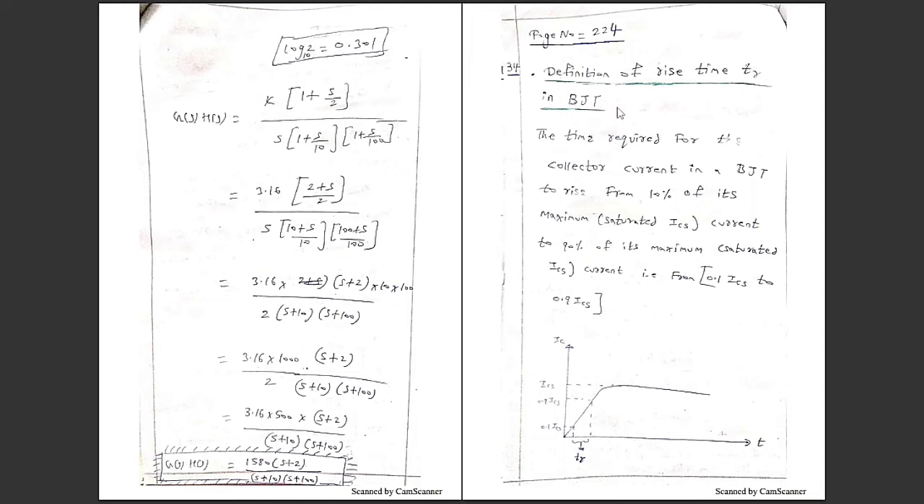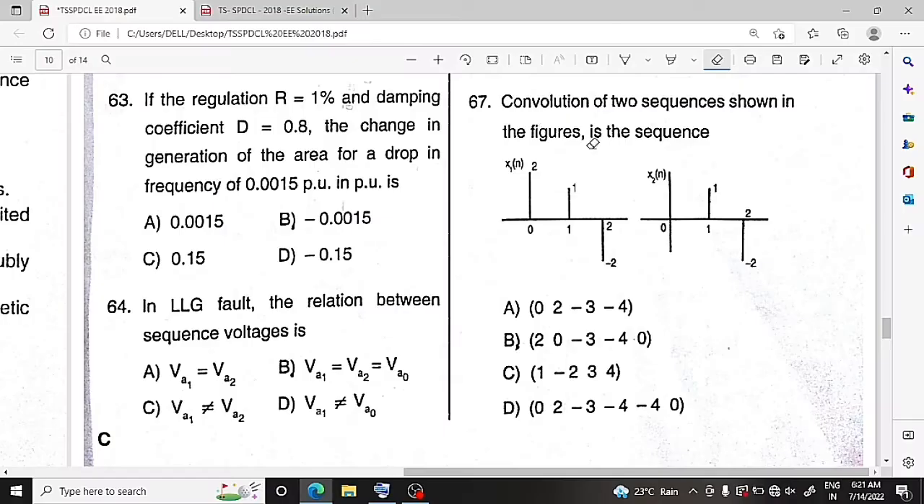So we can say the definition of rise time Tr in BJT is very simple. The time required for the collector current in a BJT to rise from 10% of its maximum saturated ICS current to 90% of its maximum saturated ICS current, that is from 0.1 ICS to 0.9 ICS. So 10% means 0.1 ICS, 90% of ICS means 0.9 ICS. Whatever the time required for the collector current to go from 0.1 ICS to 0.9 ICS, it is called the rise time. ICS is the peak value of the collector current or saturated collector current. Now we are going to solve another question.